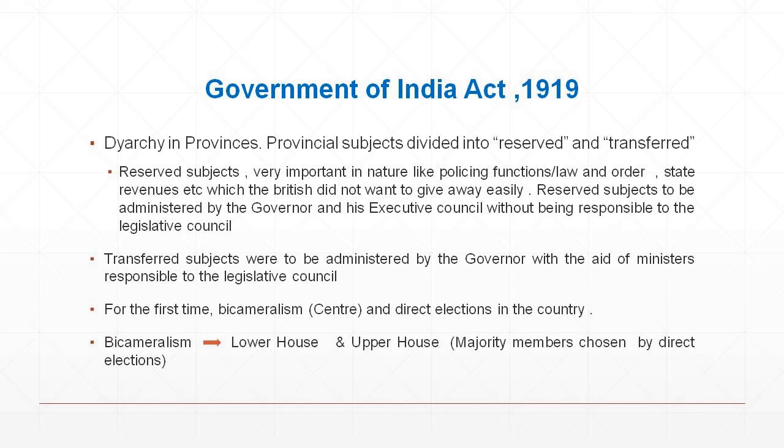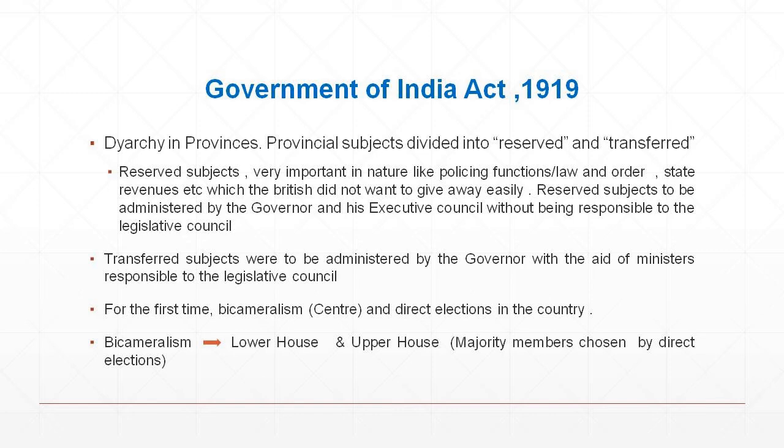Third, it introduced for the first time bicameralism. Bicameralism is like having an upper house and a lower house. Lower house you directly elect, upper house you indirectly elect. Like in India, the Rajya Sabha is indirectly elected. Members of the Rajya Sabha are indirectly elected by the members of the state legislative assemblies, who are in turn elected directly. So this house is called an upper house, the indirect house, and the lower house is a direct house.